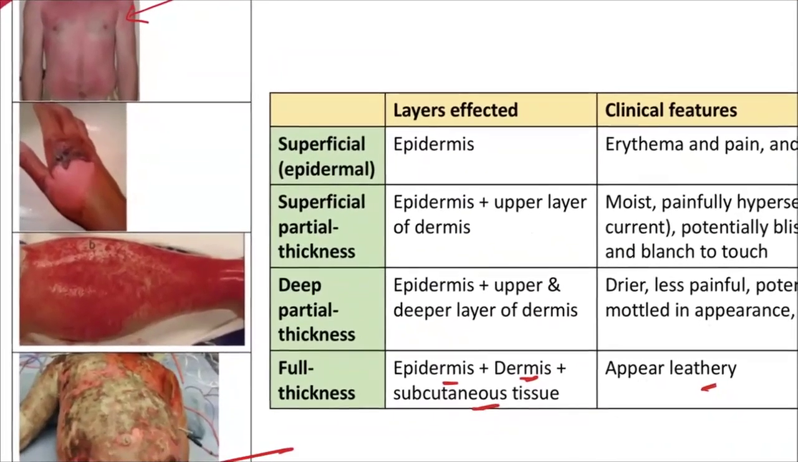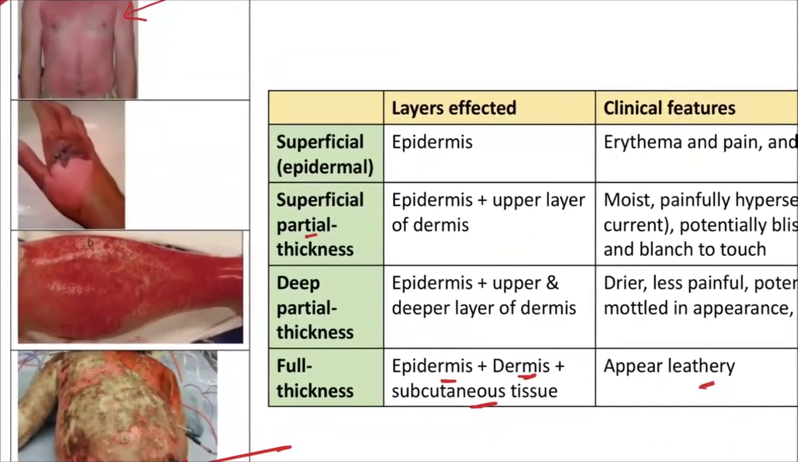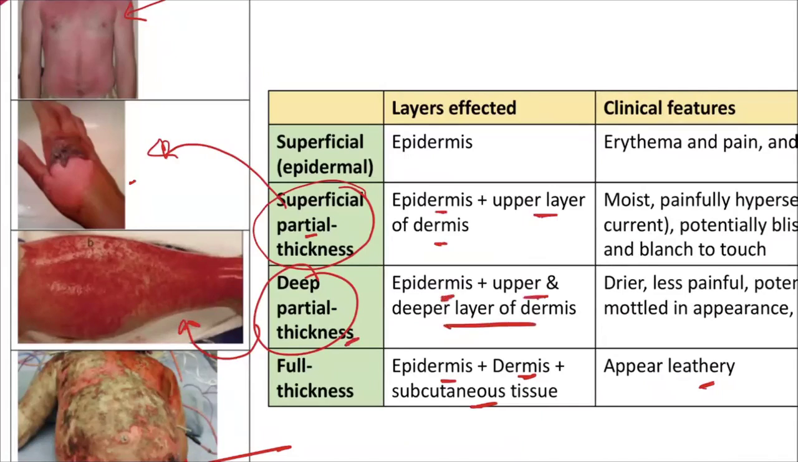In between, what we have is known as partial thickness burns. It can be a superficial partial thickness burn, or it can be a deep partial thickness burn. In superficial partial thickness burns, the epidermis and upper layer of dermis are involved. In deep partial thickness, the epidermis and upper and deeper layers of dermis are involved. The main differentiating factor in these two is that if you apply pressure, it blanches. Blanching is present on applying pressure here. Here, there is no blanching.